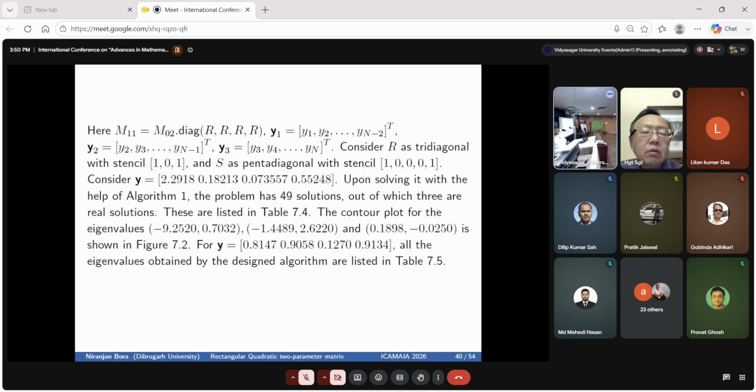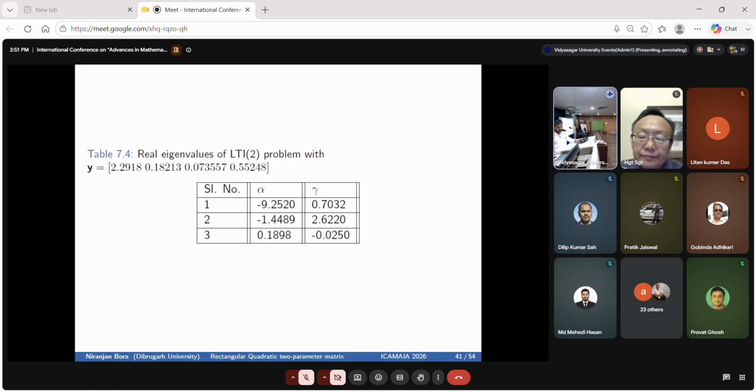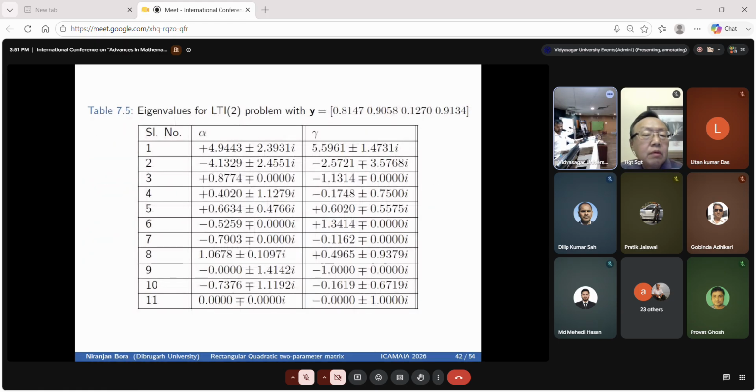here this capital R and S matrices, the first R matrix is tridiagonal with stencil. Stencil means this is the matrix consists of diagonal, subdiagonal, and superdiagonal is 1, and all other elements are 0. Similarly, S is pentagonal, where subdiagonal and superdiagonal, including diagonal is 0, and above subdiagonal element and below superdiagonal element are identity, and all other elements are 0. And we computed and presented in table 7.